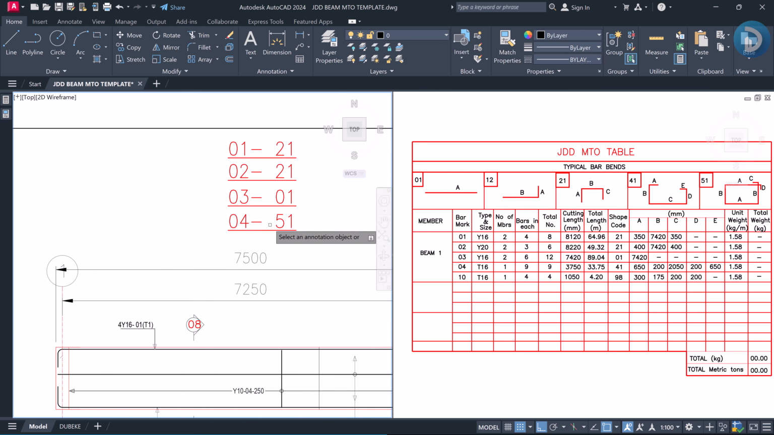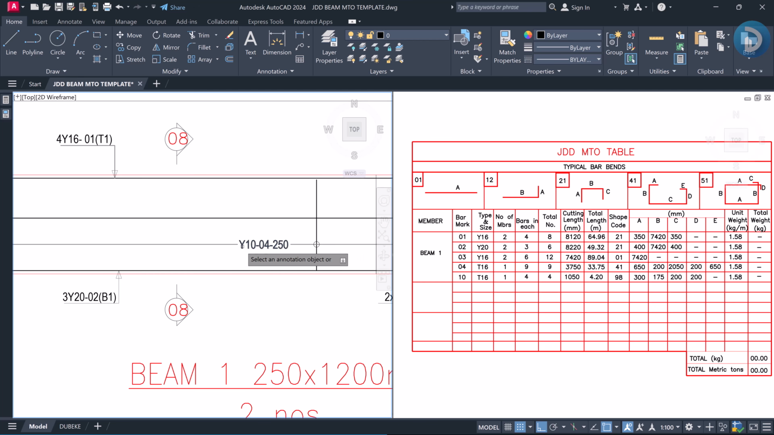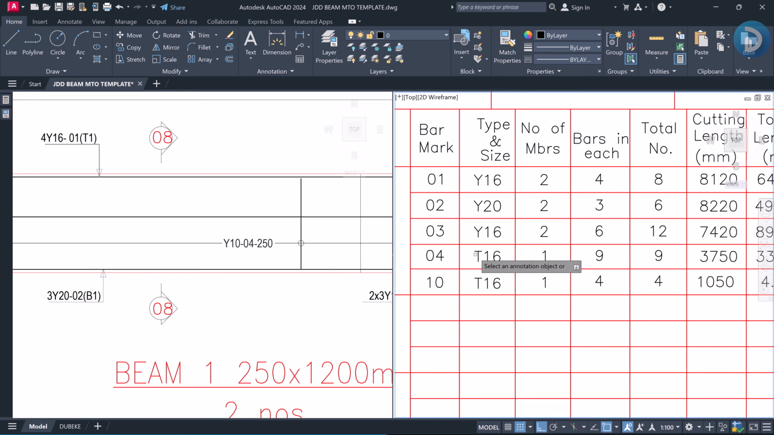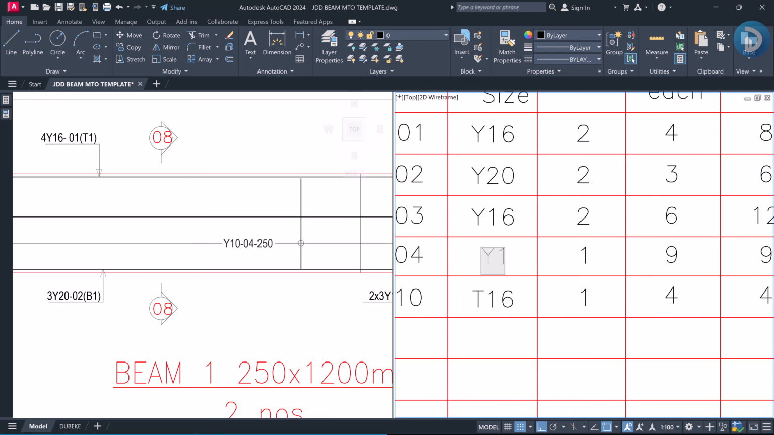So if we come back to our shape code chart, we have this to be shape code 51. Firstly, let's start off with our details. We have it to be diameter 10 reinforcement, so this type will change to Y10.